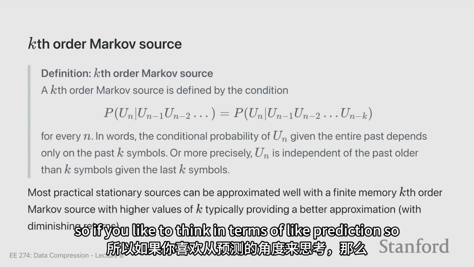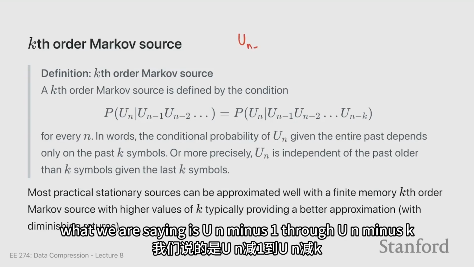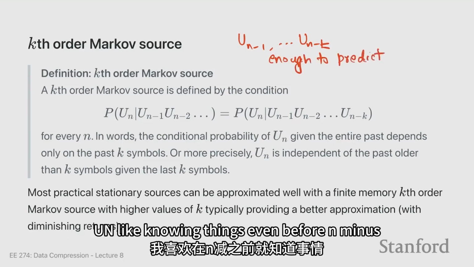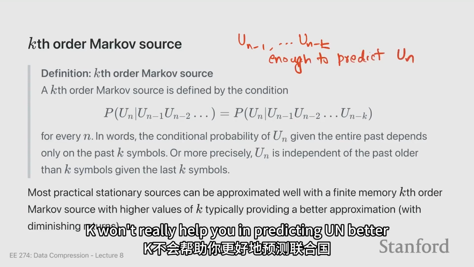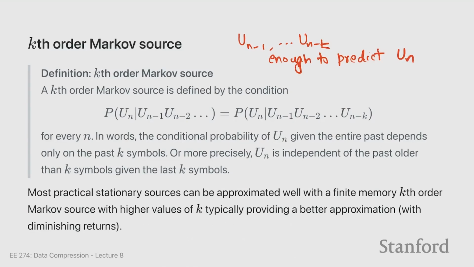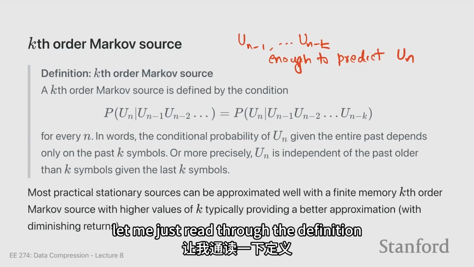So if you like to think in terms of prediction, what we are saying is u_{n-1} through u_{n-k} is enough to predict u_n. Knowing things even before n minus k won't really help you in predicting u_n better, or knowing the distribution better. Let me just read through the definition.